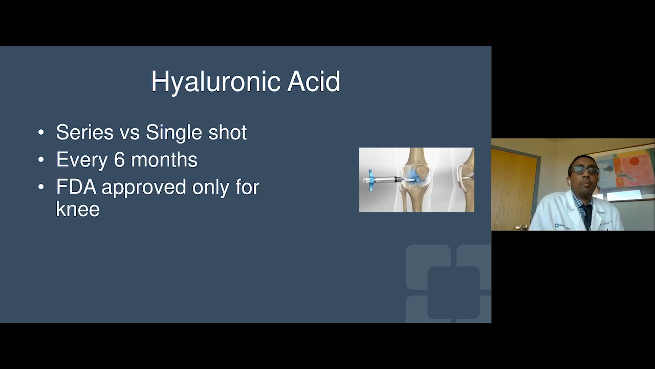It varies from a series of 3 to 5 injections versus a single shot. There are benefits for both. Most of the time, we choose one or the other mainly because of insurance reasons. So this is something that would have to get insurance approved. These can be repeated. The earliest would be 6 months, and again, mainly for insurance reasons. And the FDA has only approved hyaluronic acid or viscosupplementation injections for the knee. So we can only do them for the knee. They will only approve them for the knees.